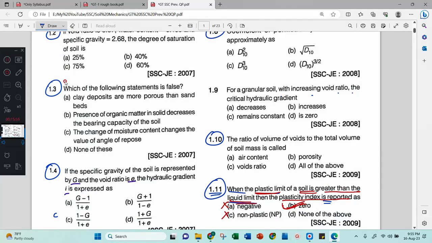Now here we can answer this one. For a granular soil with increasing voids ratio, critical hydraulic gradient. What is critical hydraulic gradient? That is i_c equals (G minus 1) divided by (1 plus e). Now, can anyone answer?